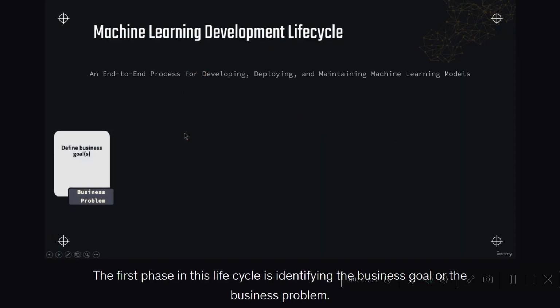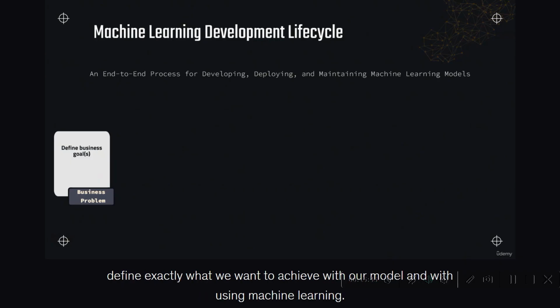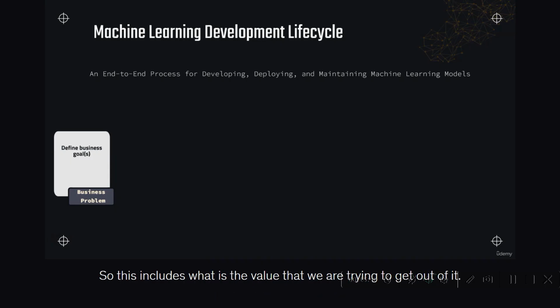The first phase in this life cycle is identifying the business goal or the business problem. So in this initial phase where the business needs to now define the goal, this is where we need to define exactly what we want to achieve with our model and with using machine learning. So this includes what is the value that we are trying to get out of it? What are maybe the success criteria? And also, of course, what might be our budget?